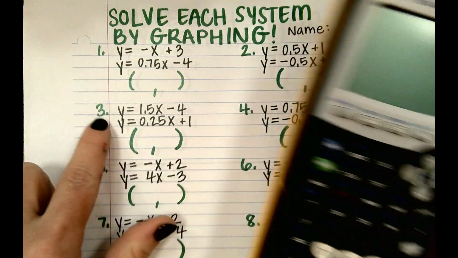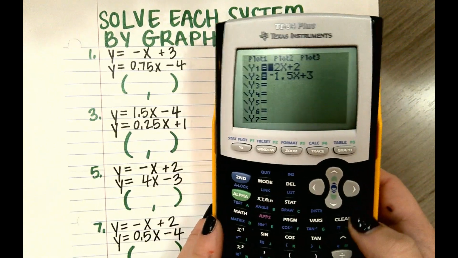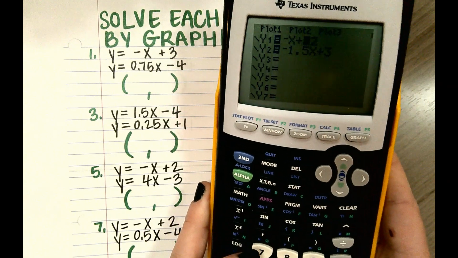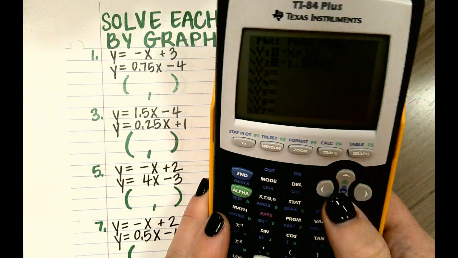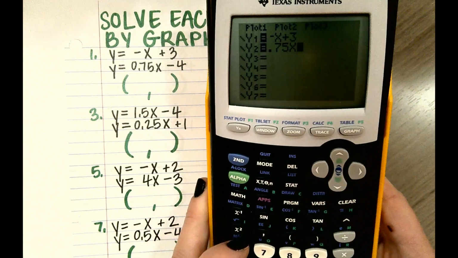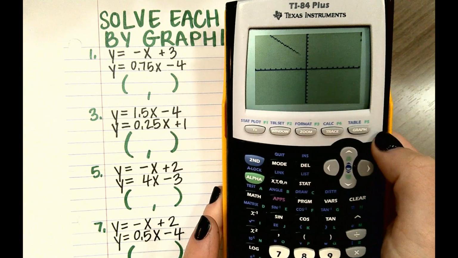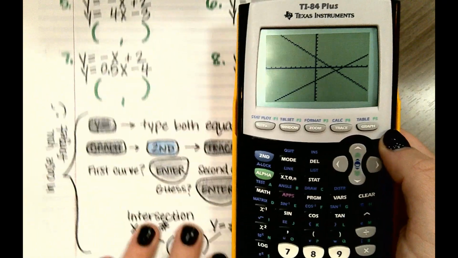So number one, I'm going to go to y equals and type negative x plus 3, and then 0.75x minus 4. I will go to my graph and I see both of my lines. And then I'm going to follow these steps.